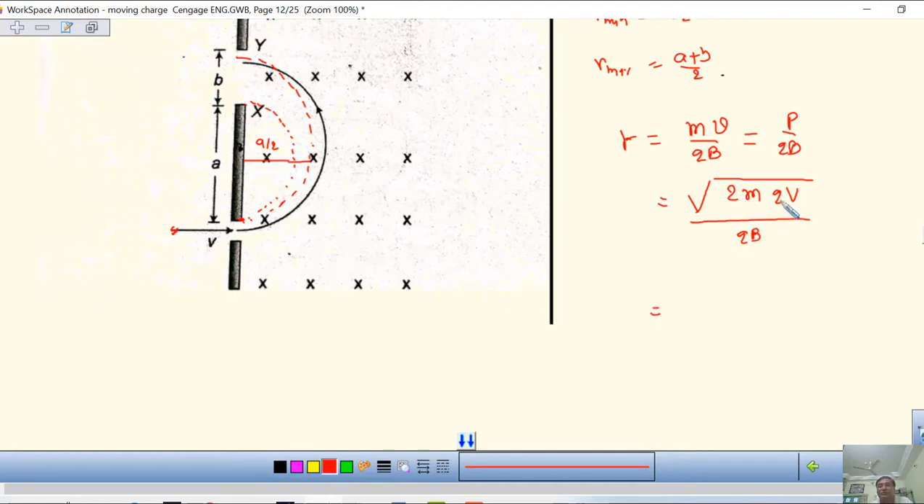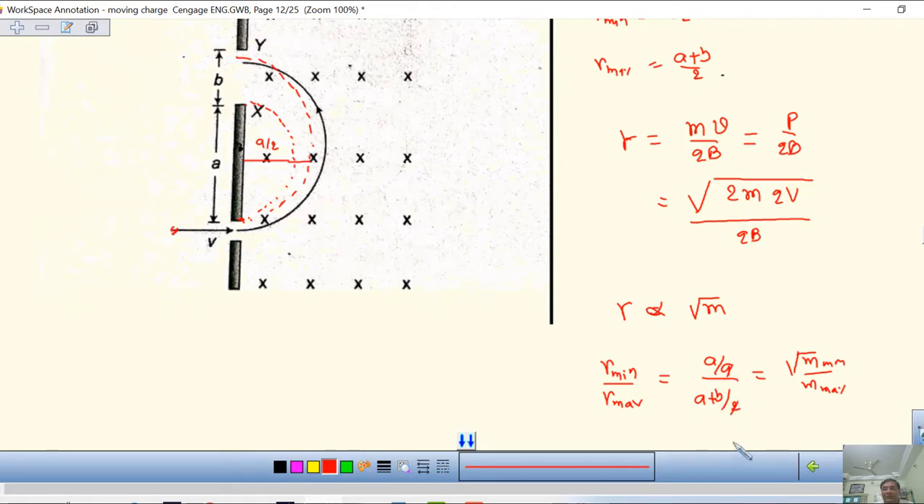Now this 2 is constant, this q is also constant, B is constant, V is constant. So I can write r is proportional to root m. It is straightforward now. r is proportional to root m. Okay. So r minimum upon r maximum is equal to what? What is r minimum? So a by 2. And what was the maximum? a plus b by 2, is equal to root of m minimum upon m maximum.